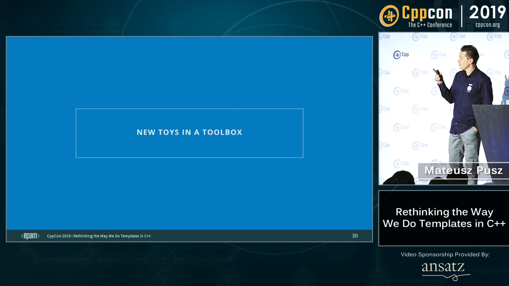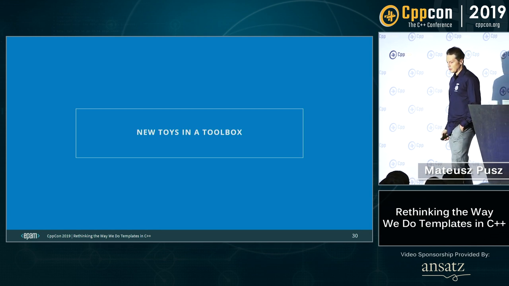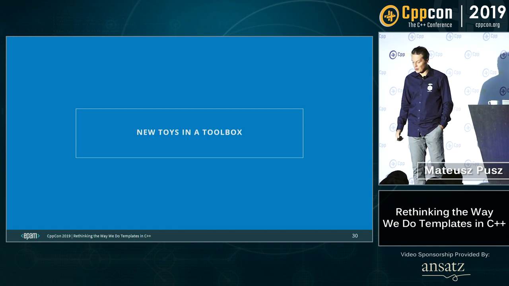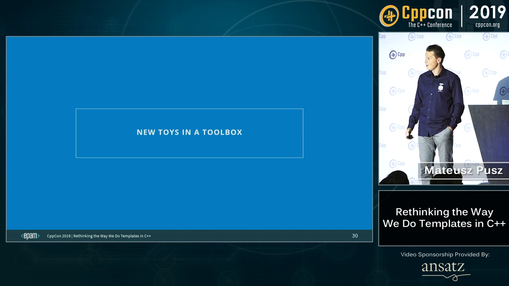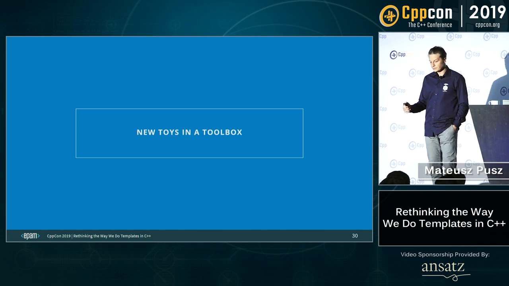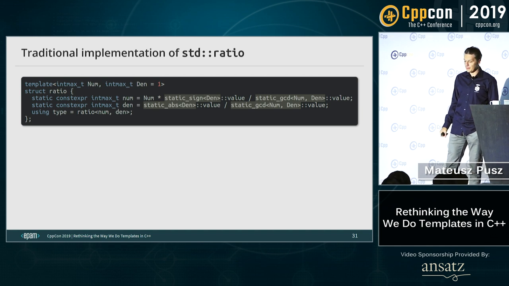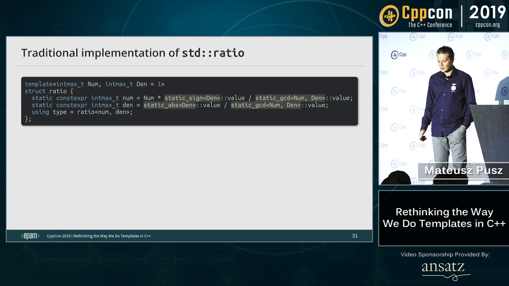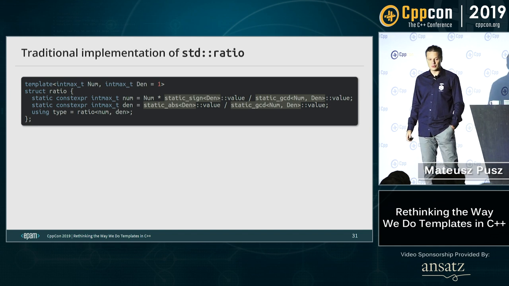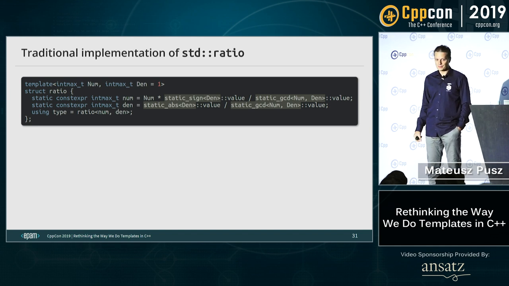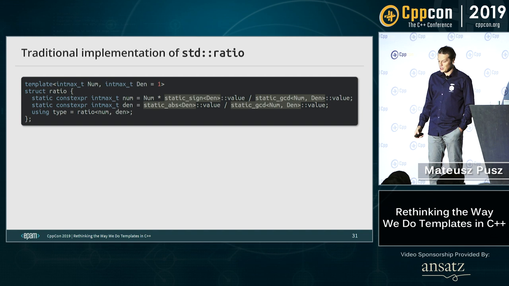Okay, so let's go to the next chapter called New Toys in Our Toolbox. So let's see what we have right now and how we can improve the code we have in the standard library and in other libraries. For example, let's use ratio, because this is the type I'm using in my library for conversions. Basically, my library is really similar to std::chrono::duration, which also uses ratio for multiplication and division operations. This is why I chose this example here. And it's also a pretty good example.